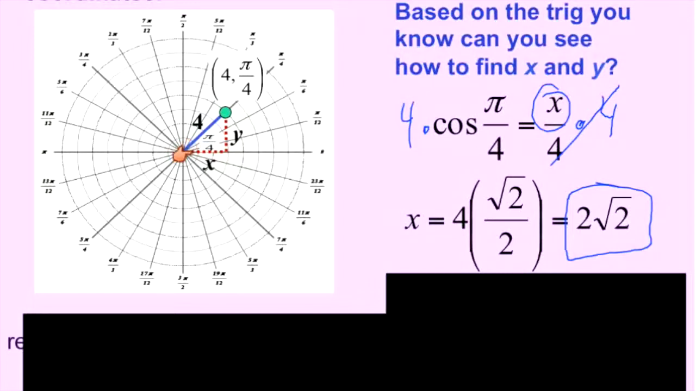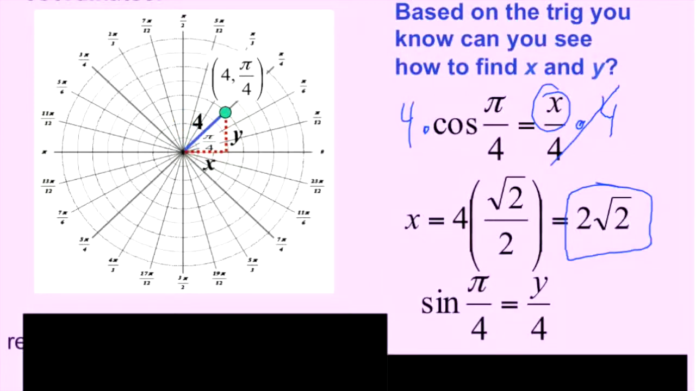So what trig function can I use for y? If I need to do opposite over hypotenuse, that's going to be sine, right? Now let's set up a sine function. Sine of pi over 4 equals my opposite over my hypotenuse. Let's write down that equation. Again, my goal is to get y by itself. So to get rid of the divide by 4, I'm going to multiply both sides by 4. So y equals 4 times sine pi over 4.